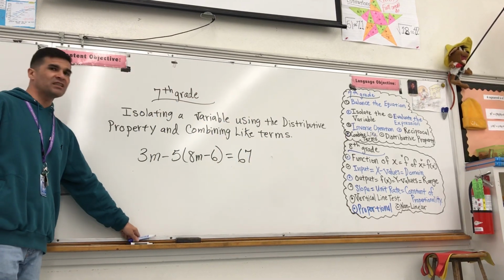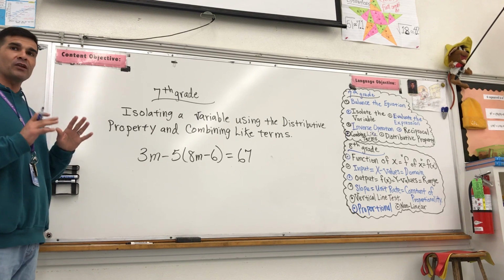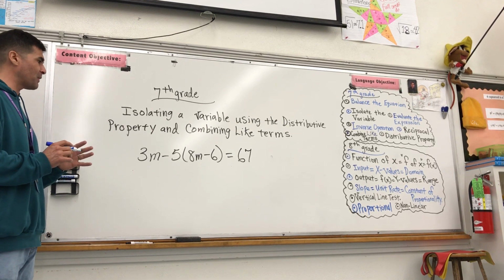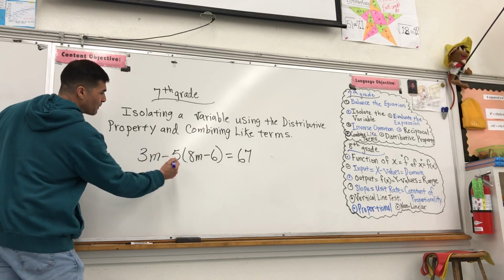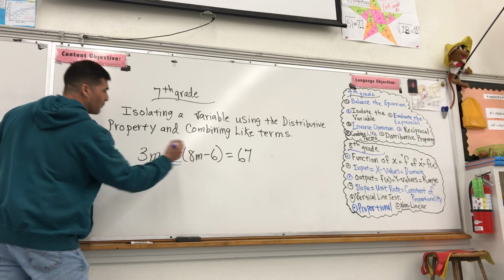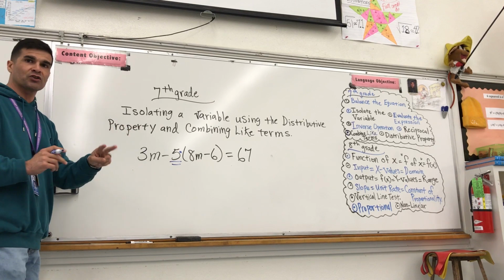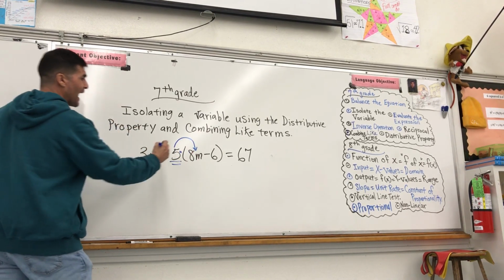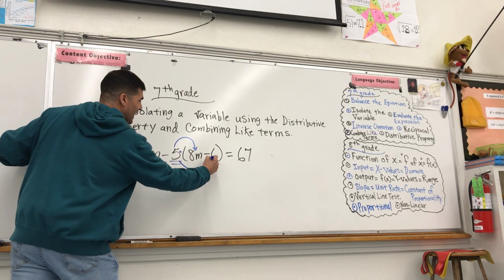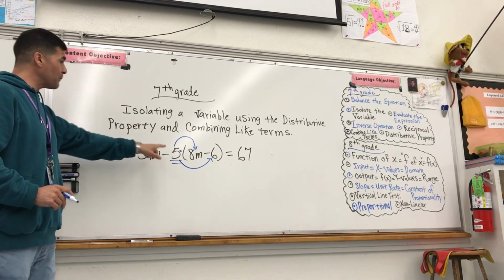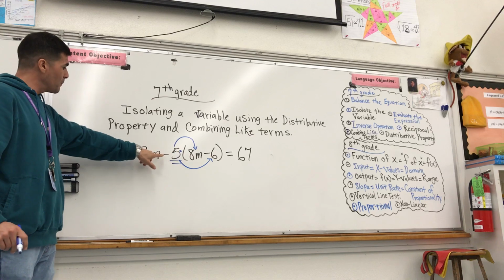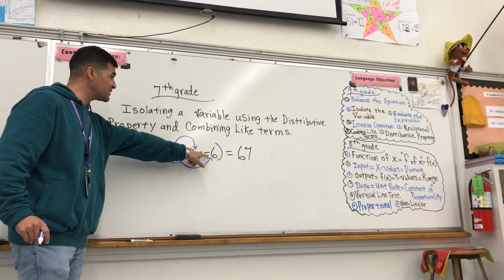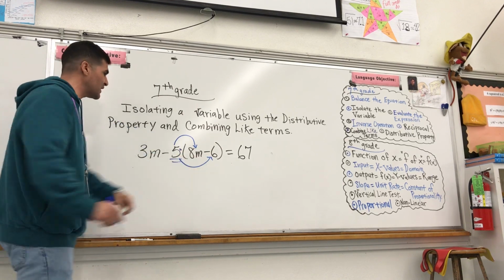If you use the distributive property, you know that you're going to have to actually distribute or pass out a number by multiplying it. So we're going to need to pass out this number 5 by multiplying it to two different terms. We're going to need to multiply it by 8m, and we're going to need to multiply it by -6. A lot of people think that this is the number 5, but because this is a minus sign, this is actually a -5. And because this is a minus sign, this is actually a -6.